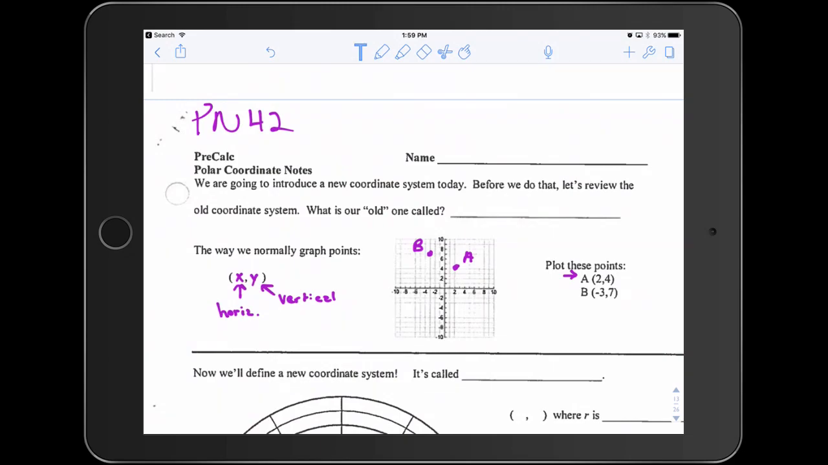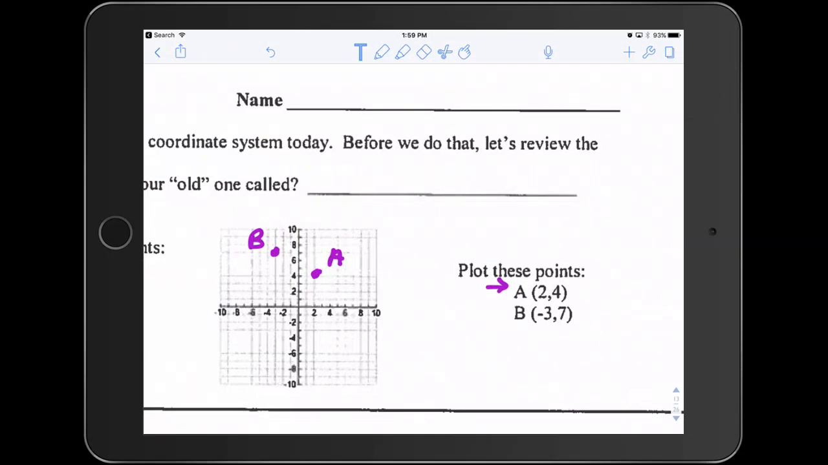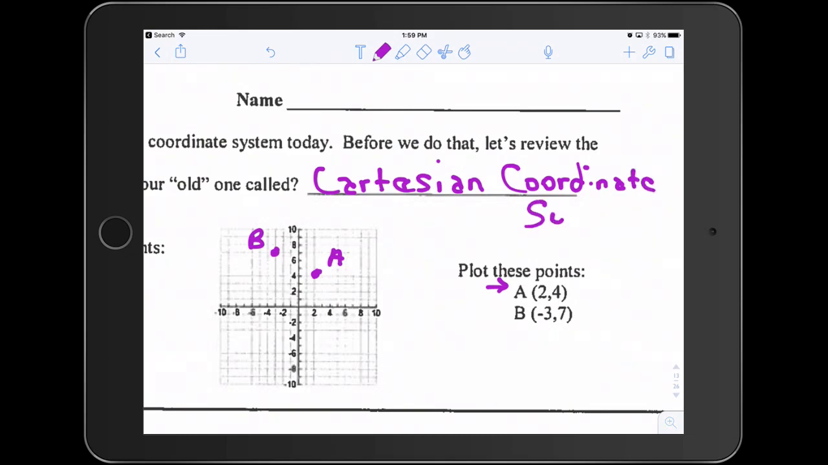And I'm not sure if you even know what this is called, but as it says here, our old coordinate system is actually called the Cartesian, C-A-R-T-E-S-I-A-N, Cartesian coordinate system. And a lot of instructors will even use the word rectangular. And I think you're going to see today why we tend to use this as the rectangular coordinate system.